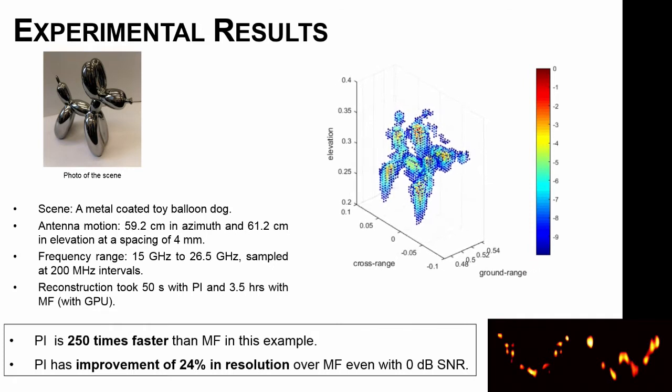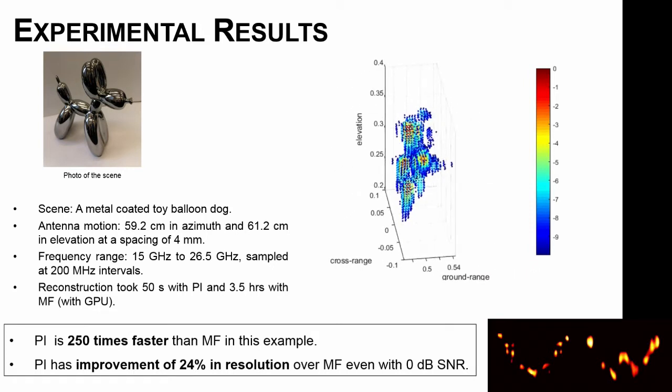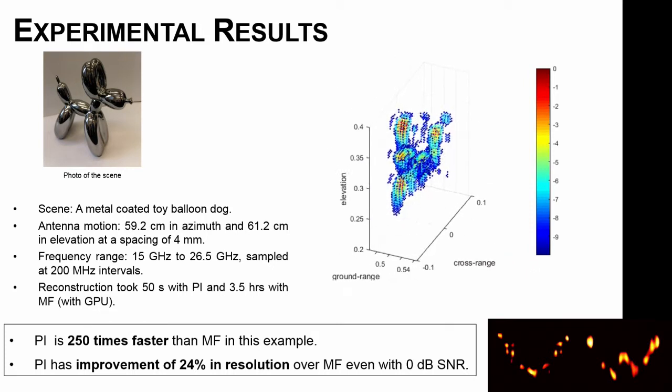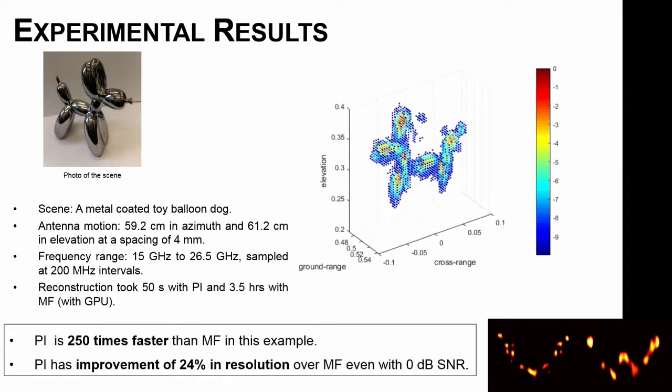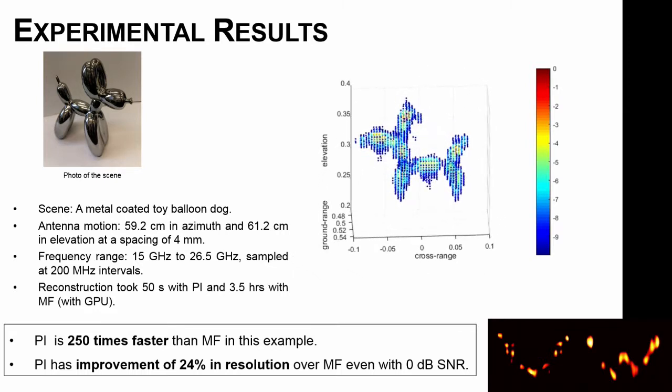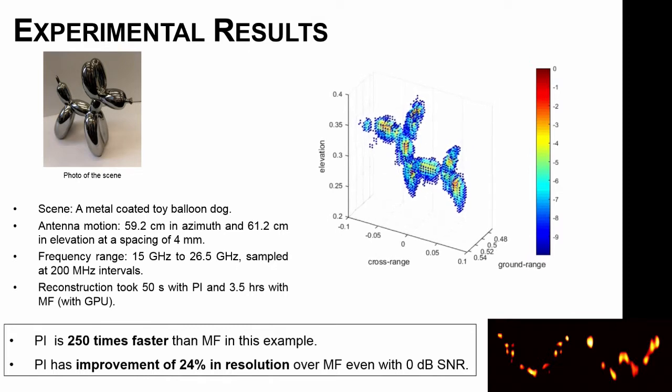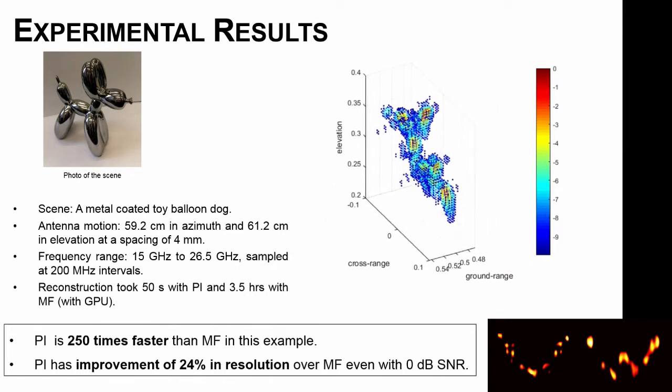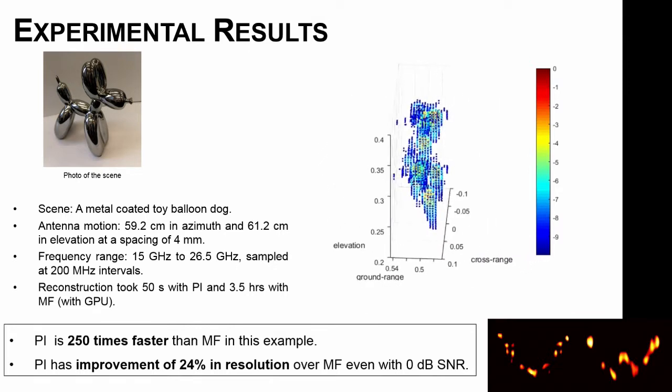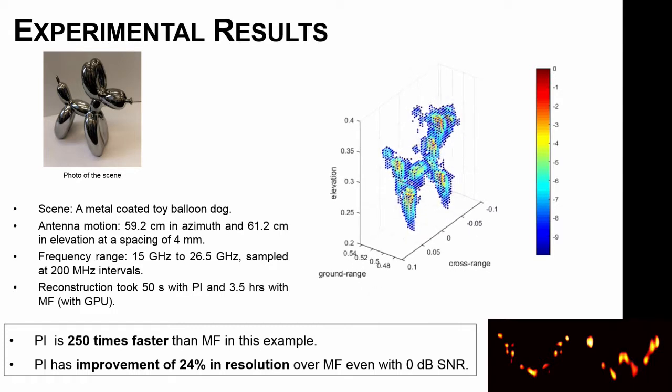So this is an experiment we did in the lab using K-band horn antennas. We are imaging this small balloon dog here. With the mesh filter, it took us 3.5 hours. And with the partition inverse, we could do it in less than a minute. So we had a speed-up of 250 times for this.